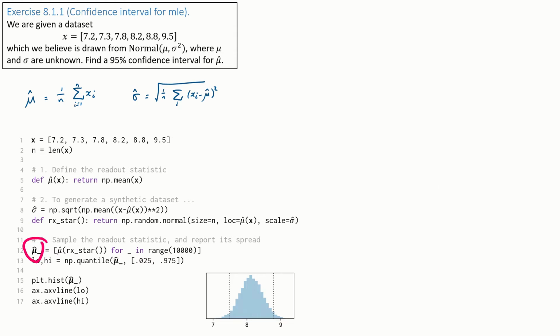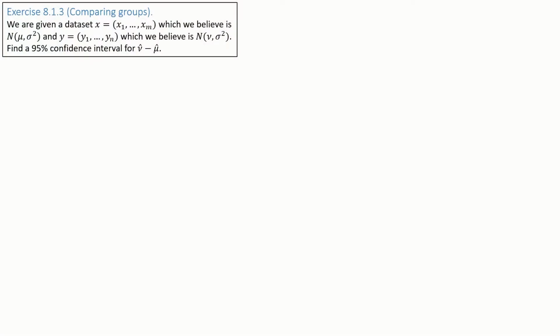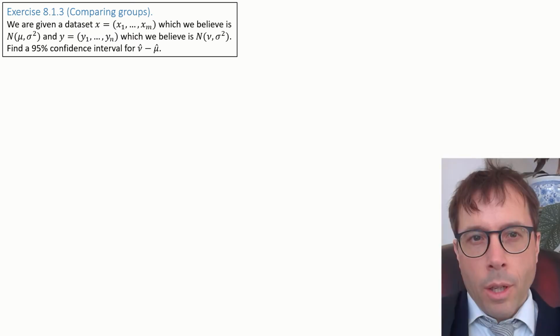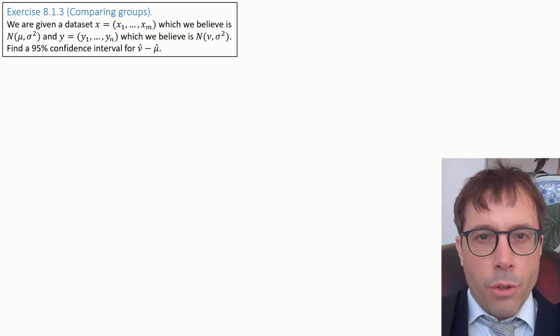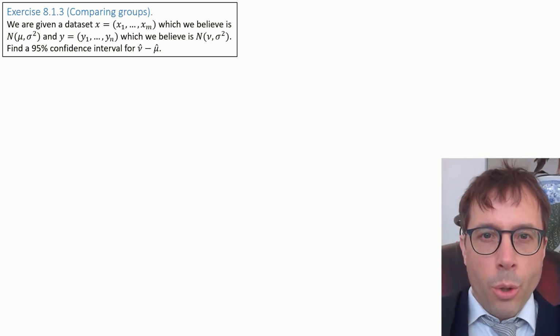Okay, all done. Now for another example. Where this whole procedure gets interesting is where you turn an interesting question about your dataset into a question about a model parameter. Here's an example. We're given two datasets, x and y, and we want to know how similar they are. We're asked to model the x dataset as drawn from normal of mu, sigma squared, and the y dataset as drawn from normal of nu, sigma squared. We can estimate the difference between the two datasets using the statistic nu hat minus mu hat.